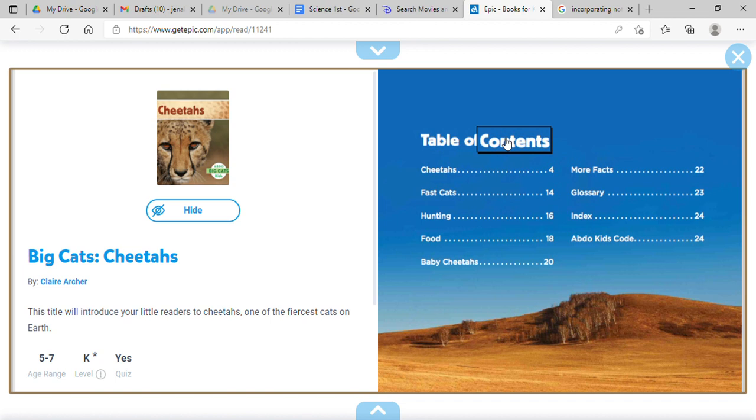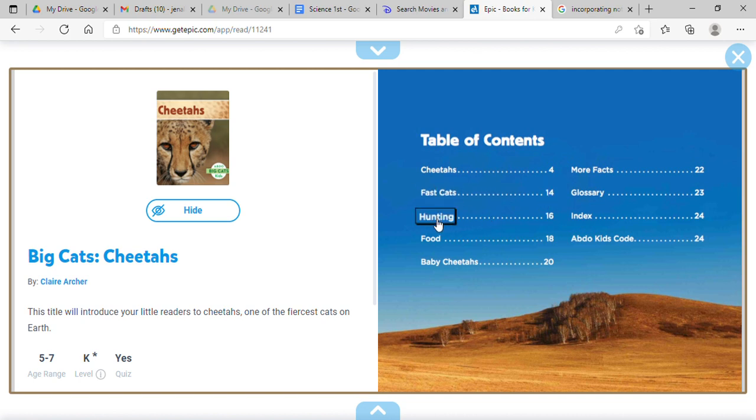It tells us what page something is on. If you want to find something specific, you would look on the pages. So if you want to just find something about cheetahs, you would go to page 4. If you want to learn more about fast cats, you go to page 14.